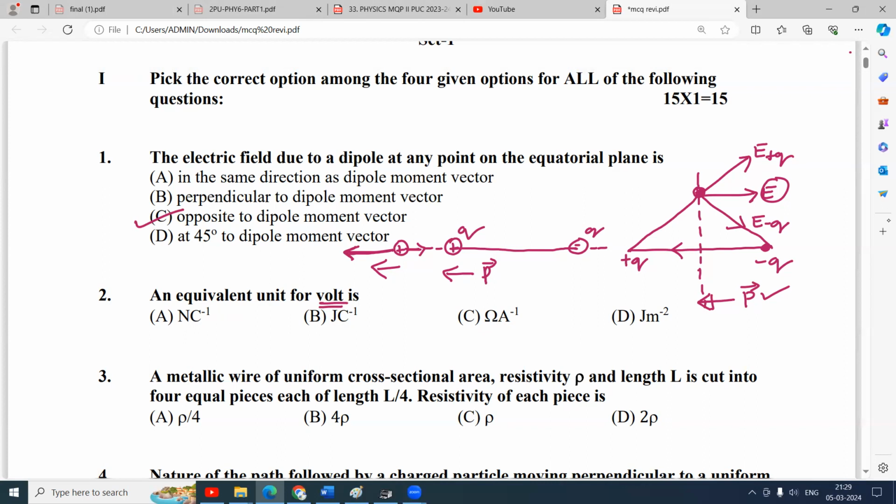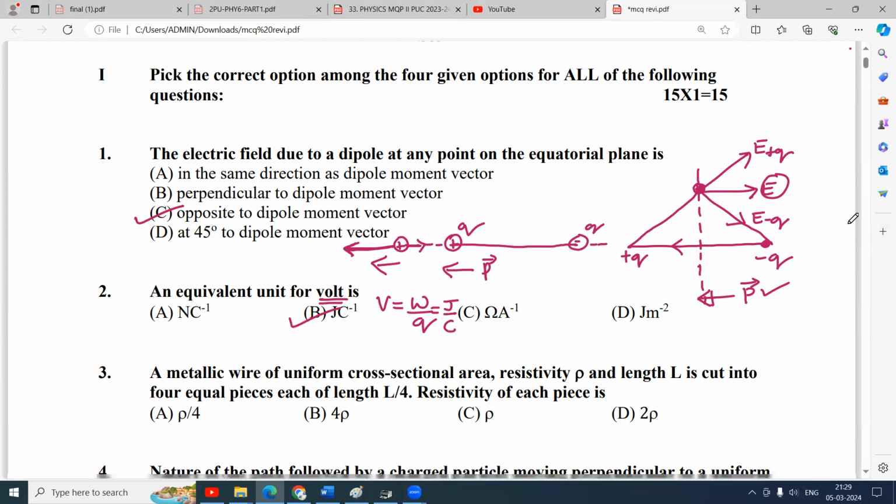An equivalent unit for volt is... Volt is the SI unit of electric potential, and electric potential is defined as the work done in taking a charge from infinity to a point. So if you want to write the unit for this, you can also have the SI unit joule per coulomb. So this is the answer, joule per coulomb.